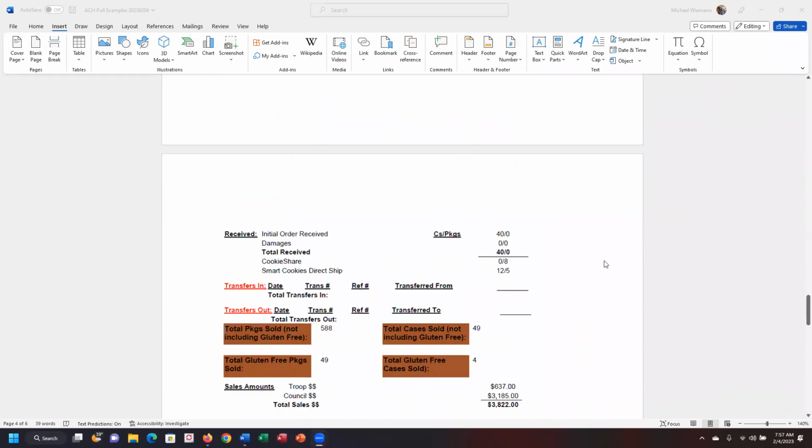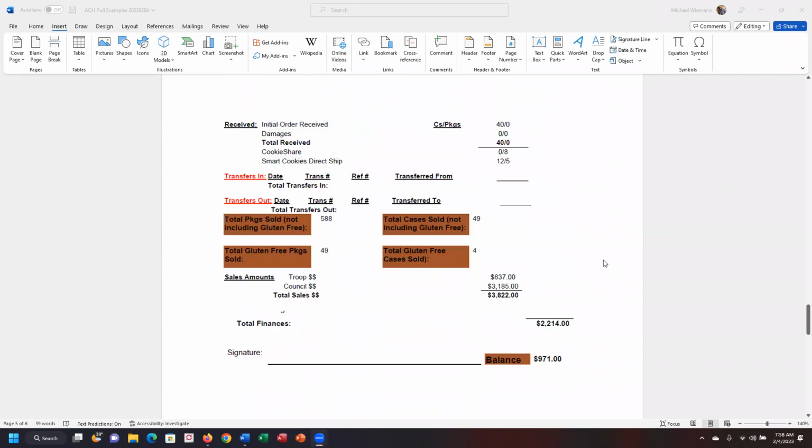Let's go to example 3 here. Okay, so this troop, using the same one as before, if I take 588 and 49, that's going to be $637 worth of packages that were sold. So the council still is owed 3,185 in this example. However, via credit card receipts, this troop has already collected $2,214 in credit card receipts.